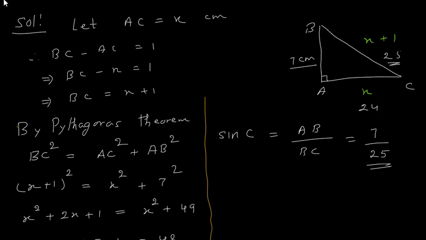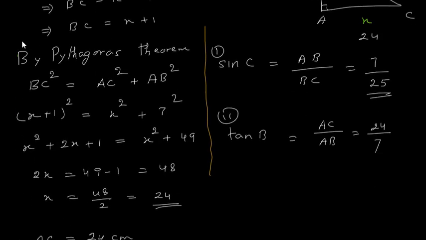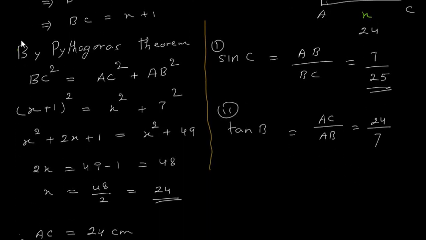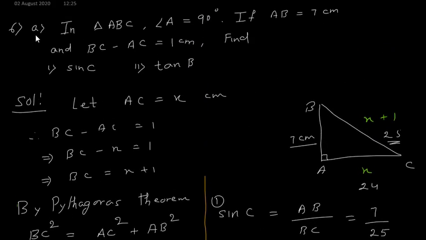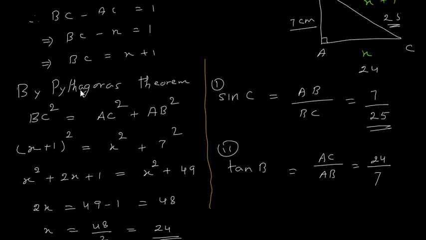Next I have to find tan B. So this is our first solution and this is our second solution, tan B. For angle B, tan is opposite upon adjacent, that is AC upon AB. So opposite is 24 upon adjacent is 7. So tan B is 24 upon 7. Done. Okay, we have done with the problem. We have found the value of sin C and tan B.